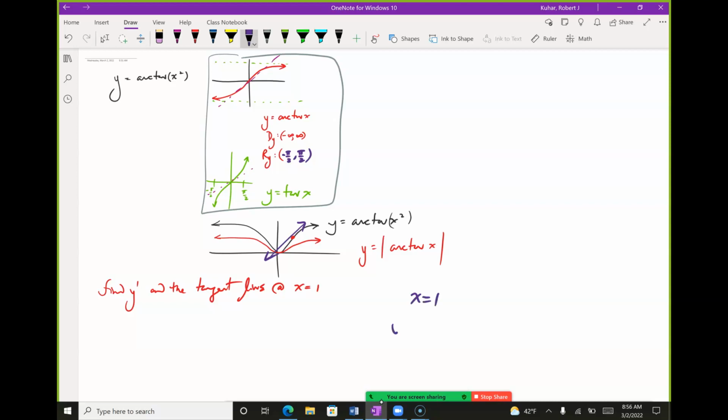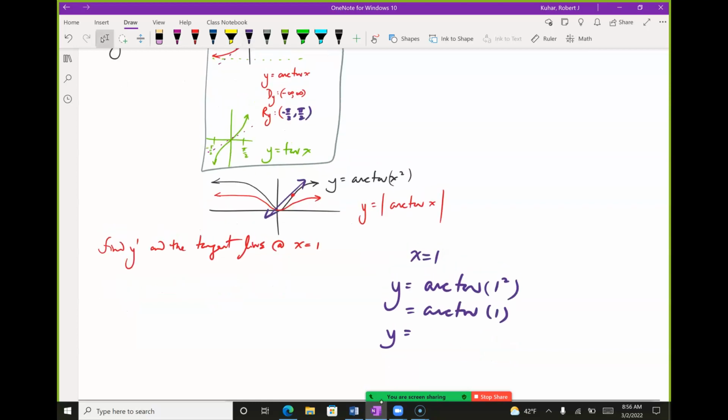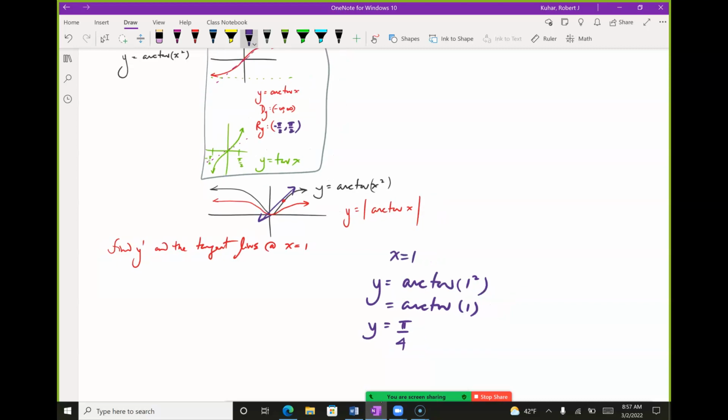If x is 1, y is arctan of 1 squared, which is the arctan of 1, which is what? Pi over 2? Nope. Pi over 4. So if you're having trouble with your trigs, you're going to have a lot of trouble with your inverse trigs. Let's get on it, right? Good, let's find our slope.